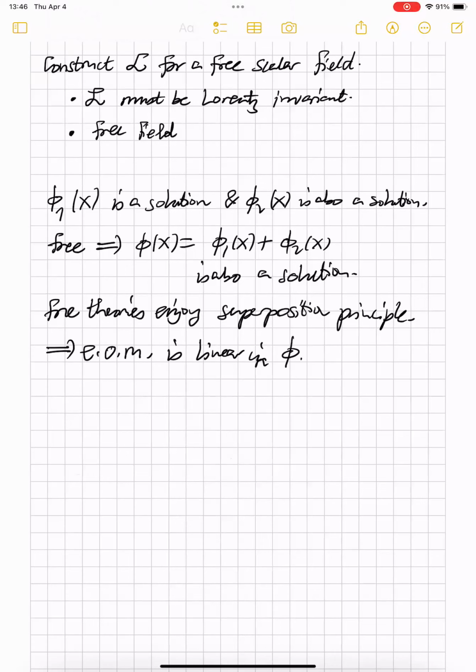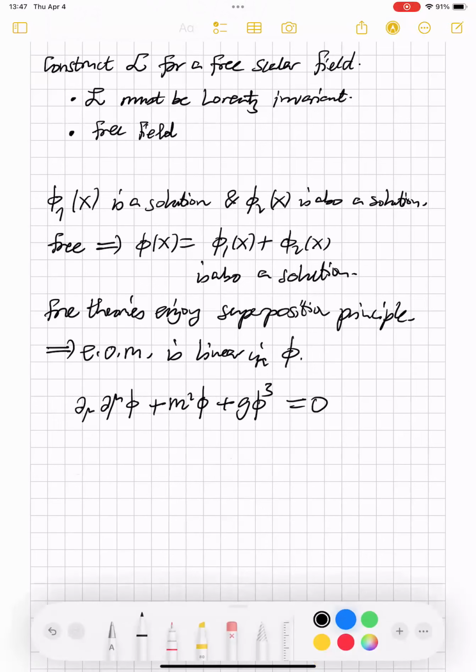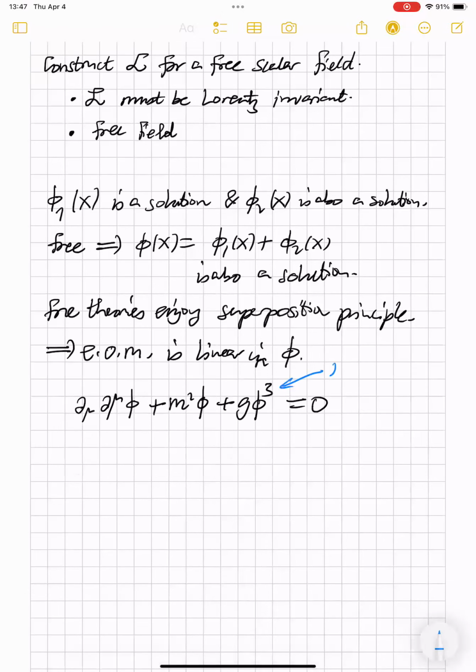Let's imagine that our field equation looks like this. We've got d mu phi, so our properly contracted things, there's an m squared phi, then I'll add in some coupling, and I'll have a phi cubed is equal to 0. Now, this is not linear in phi. And it's not linear because of the phi cubed term, okay? So let's just check if this theory obeys the superposition principle or not.